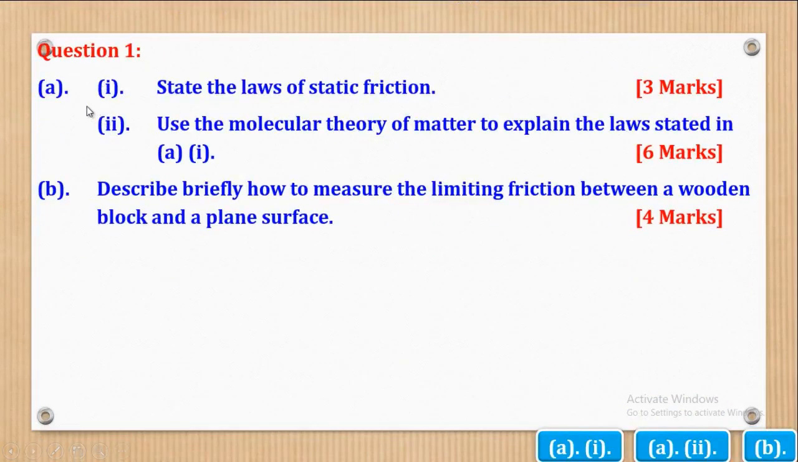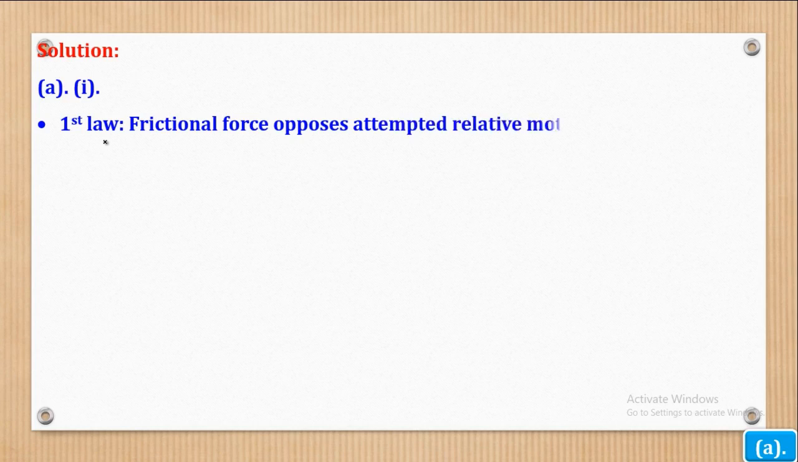Question 1, part A, Roman 1 says, state the laws of static friction. So here they specified static friction. Remember, there are two kinds of friction. There is dynamic friction and static friction. So sometimes they will not specify, but this time they have specified. So you have to only consider static friction.